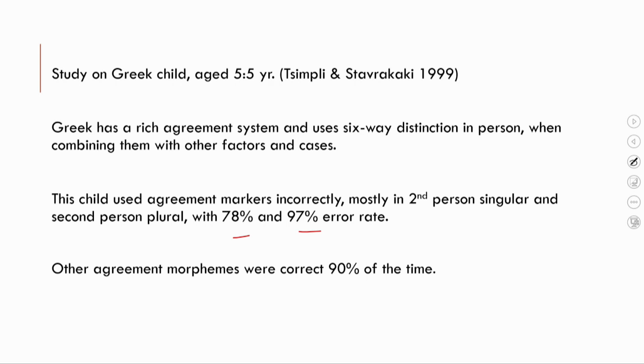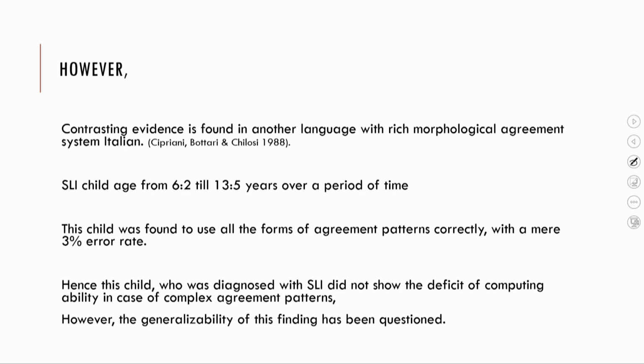Other agreement morphemes were correct 90% of the time. So, very specific grammatical categories are getting affected in each of these cases. In the case of English children, some categories; in German, some others; in the case of the Greek child, some other areas were affected.